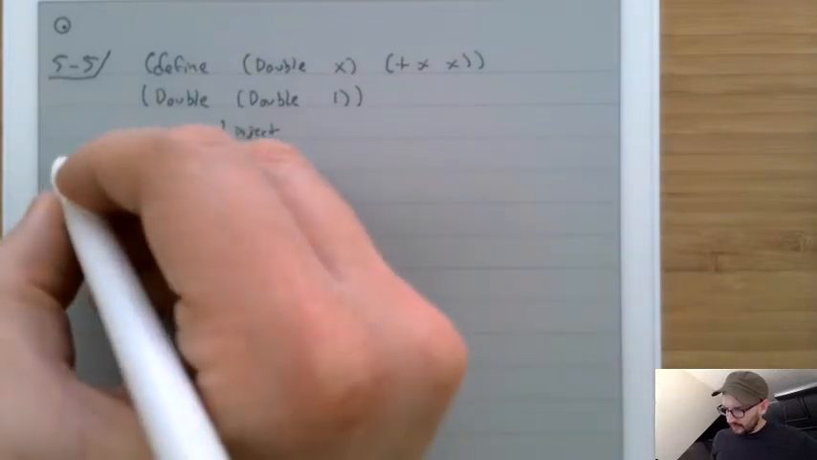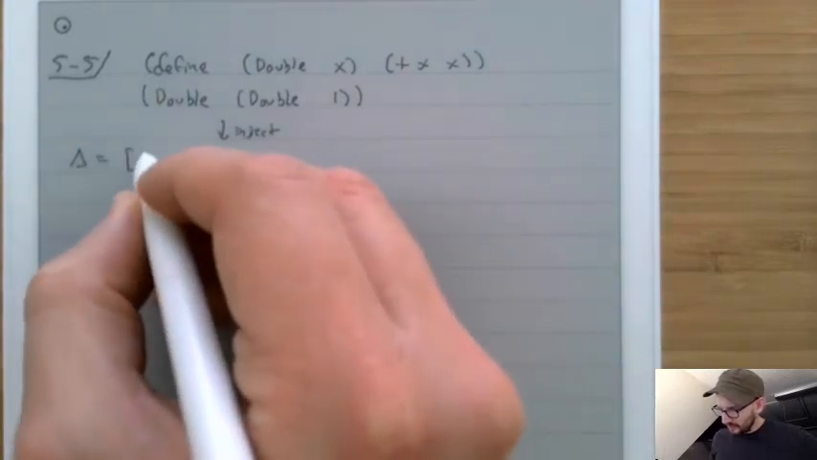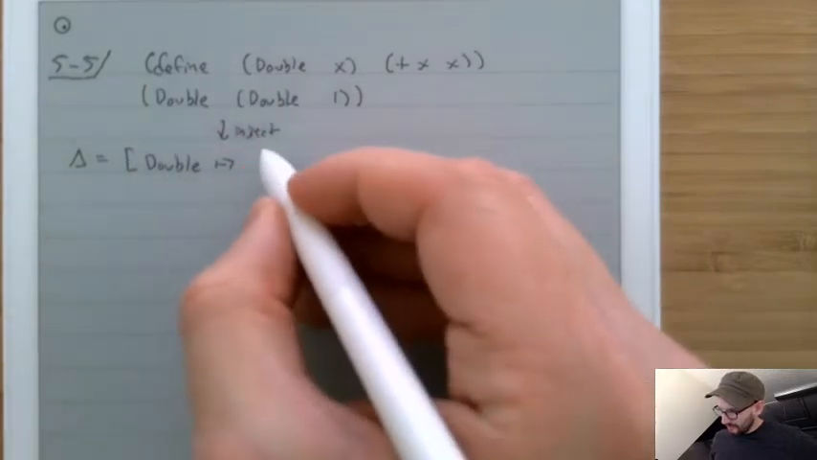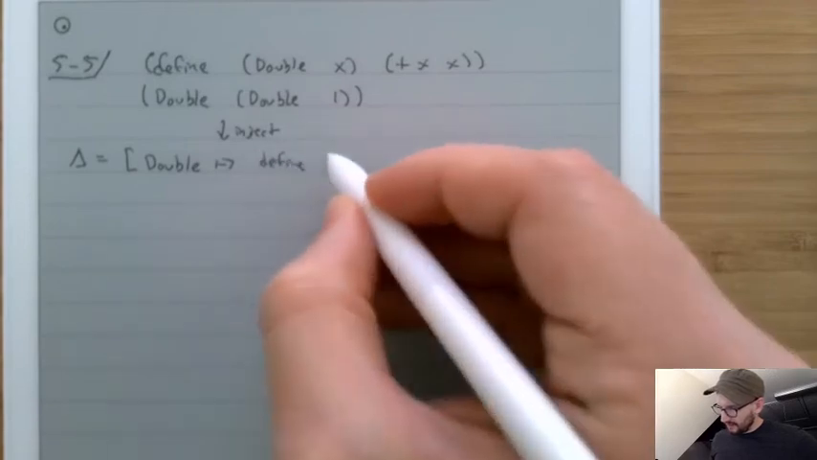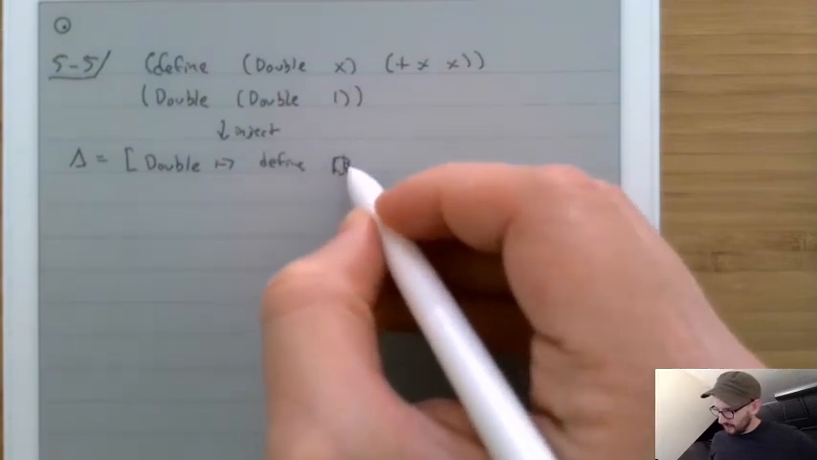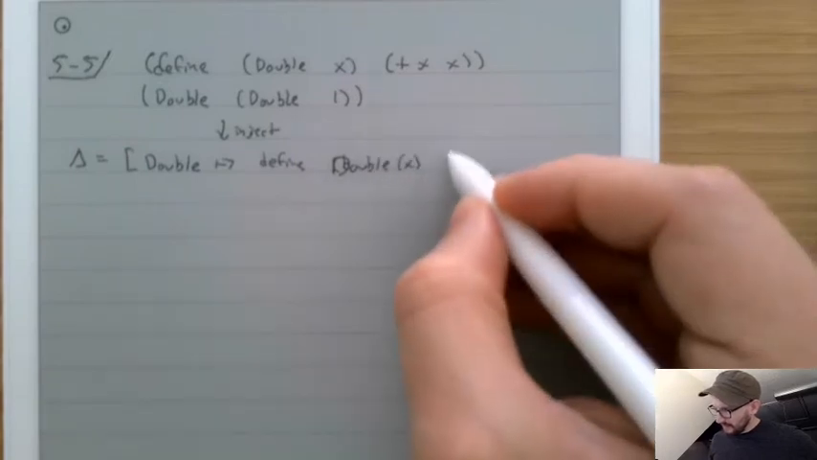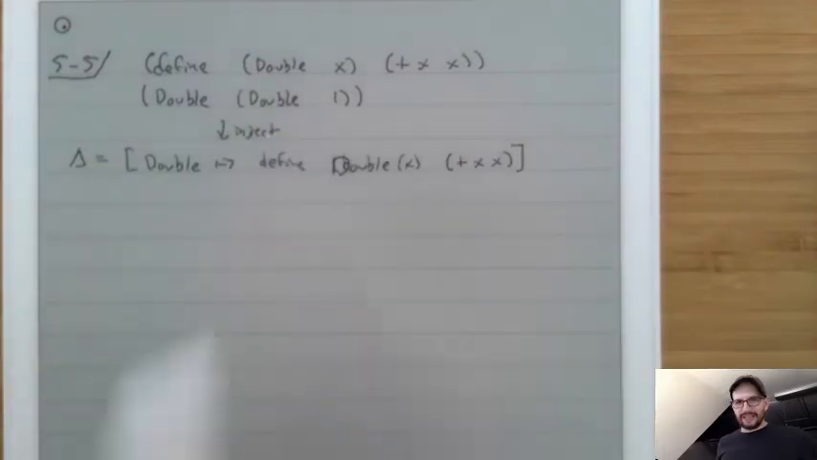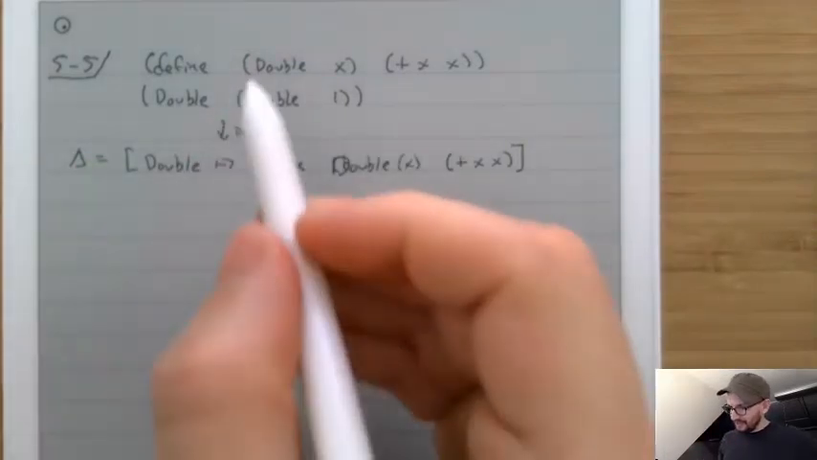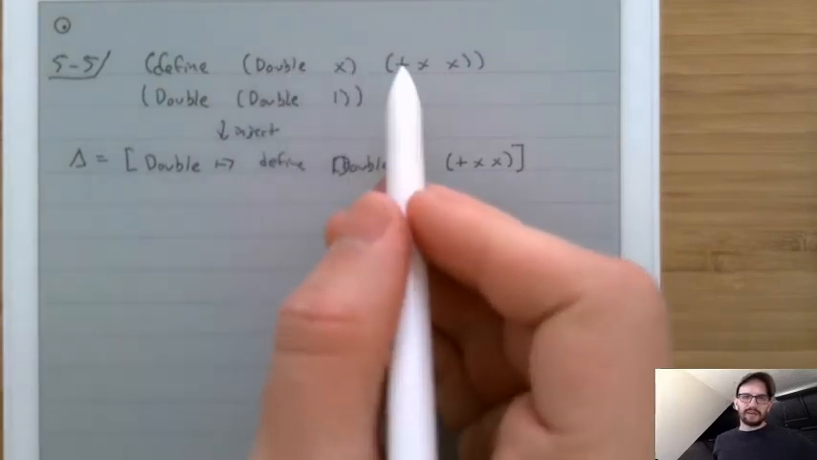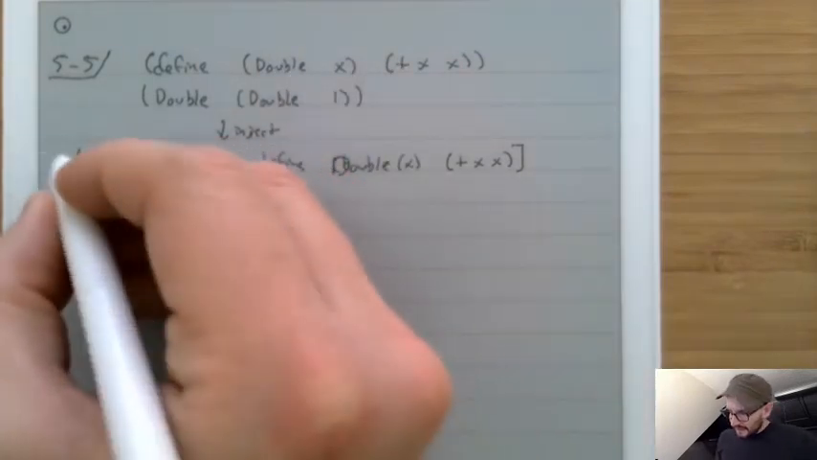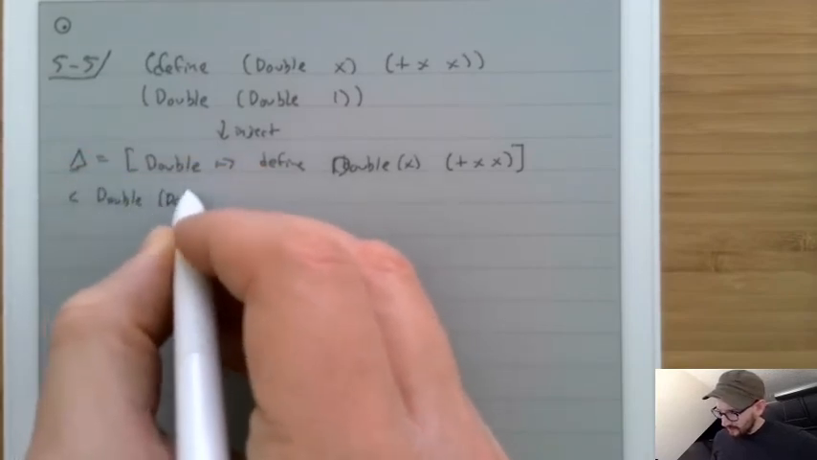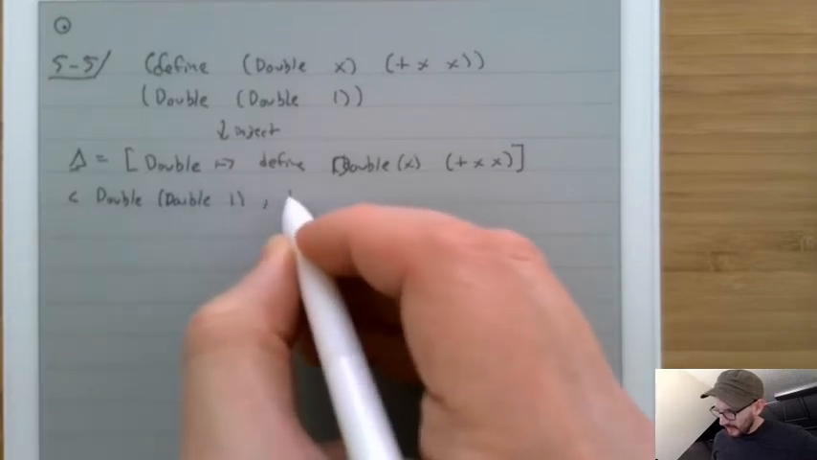When we inject it, we get delta is equal to double goes to define double x, x plus x, and of course that is just a data structure. There's a data structure called define that has 3 fields: the name, the list of arguments, and the body. And then our initial state is double, double, 1, and k-ret.